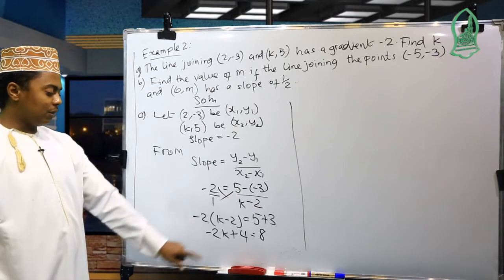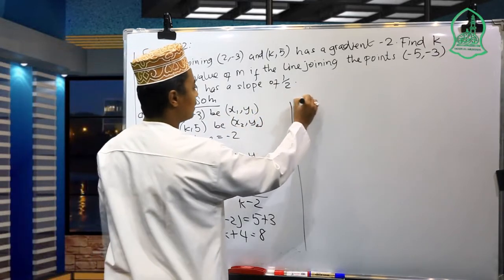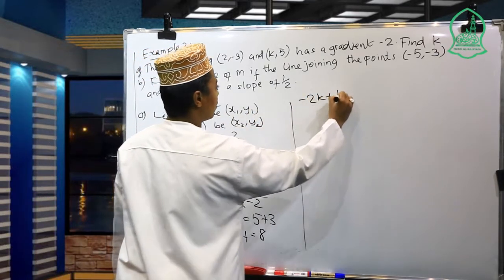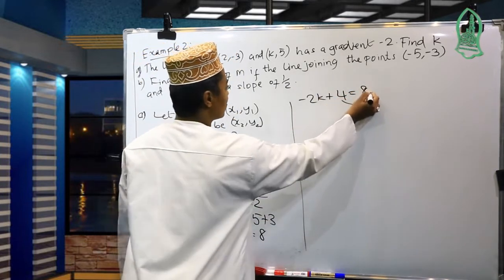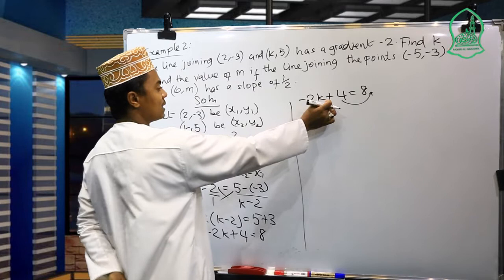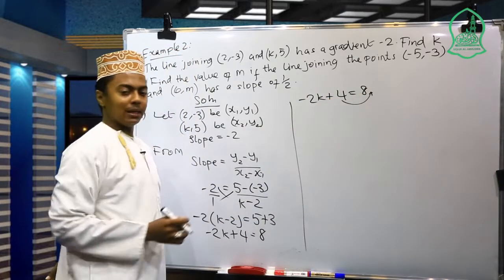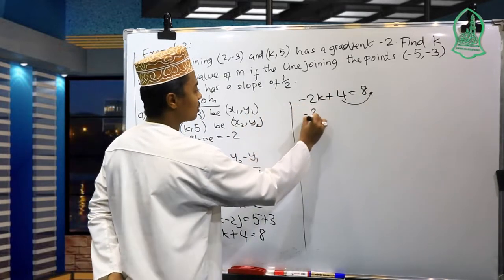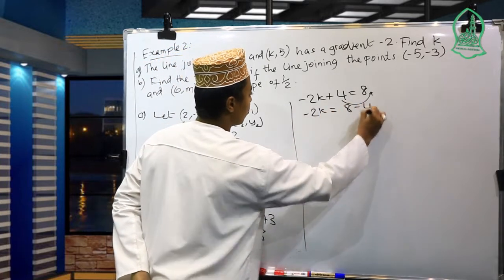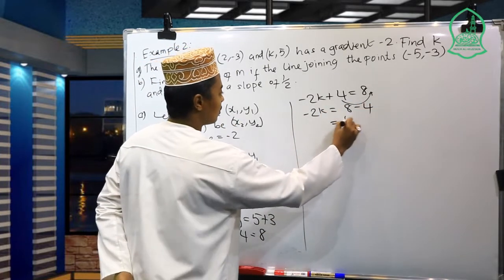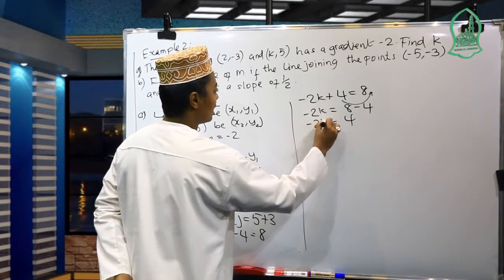So we need to find the value of k. So negative 2k plus 4 equal to 8. Take this 4 to that side. So here it has the positive, then here becomes the negative. So negative 2k equal to 8 minus 4. So 8 minus 4 is 4, negative 2k equals 4.